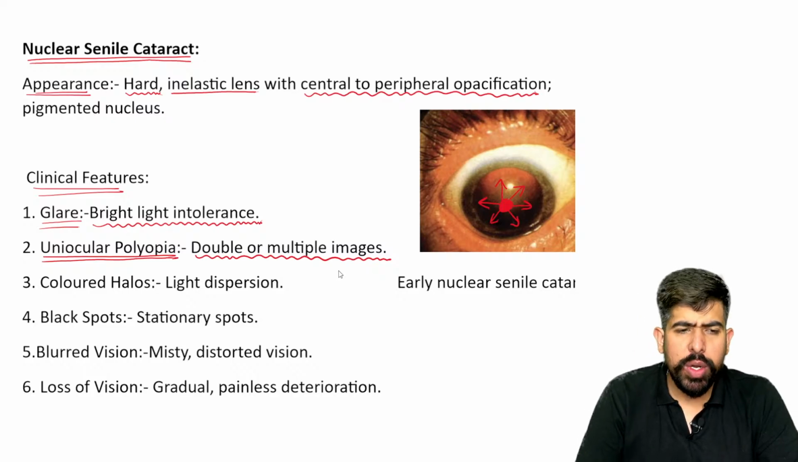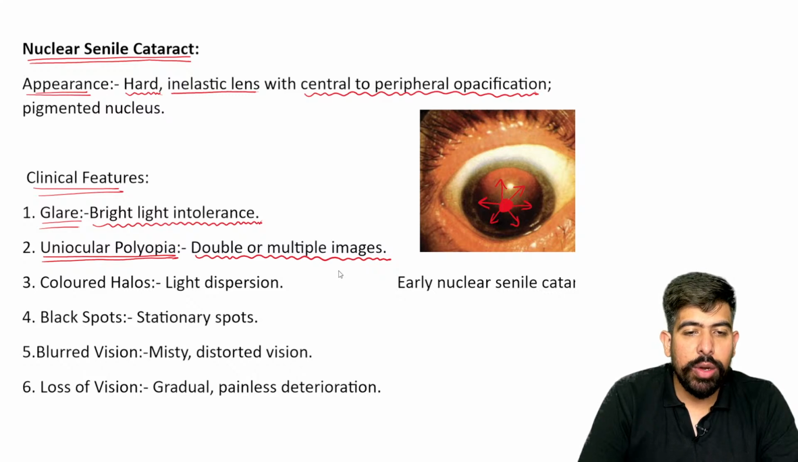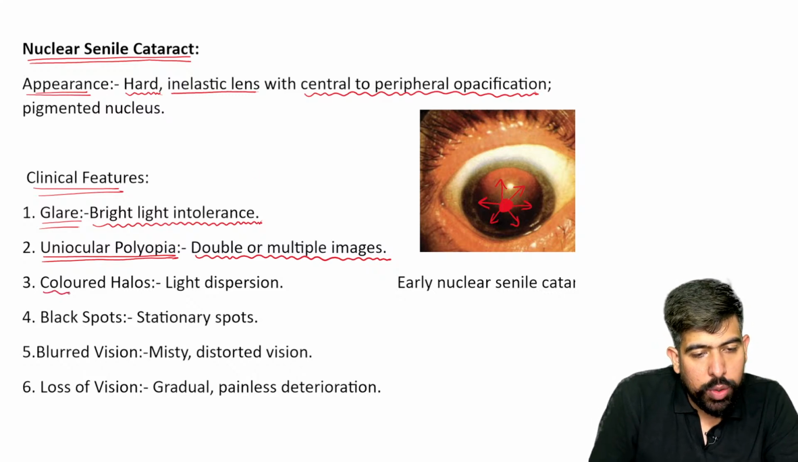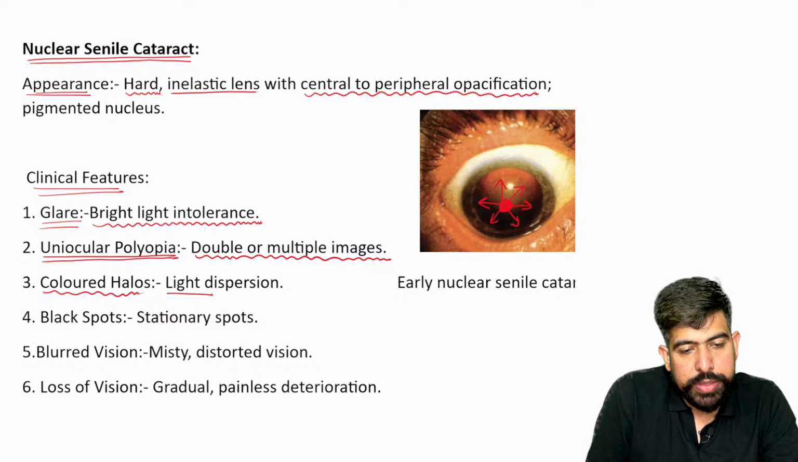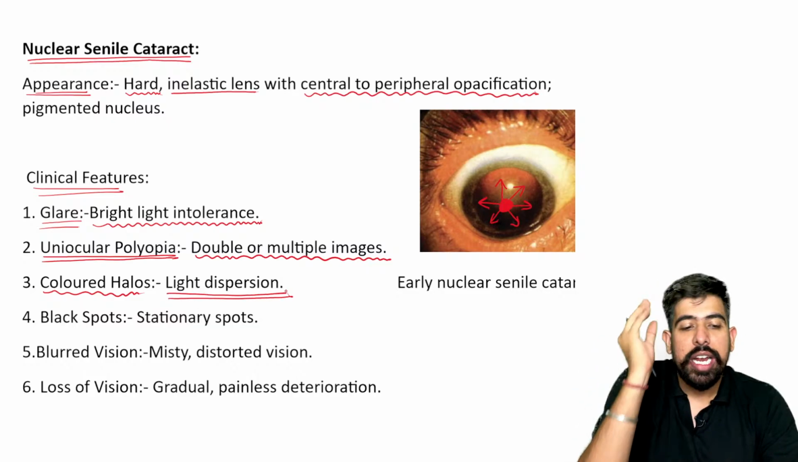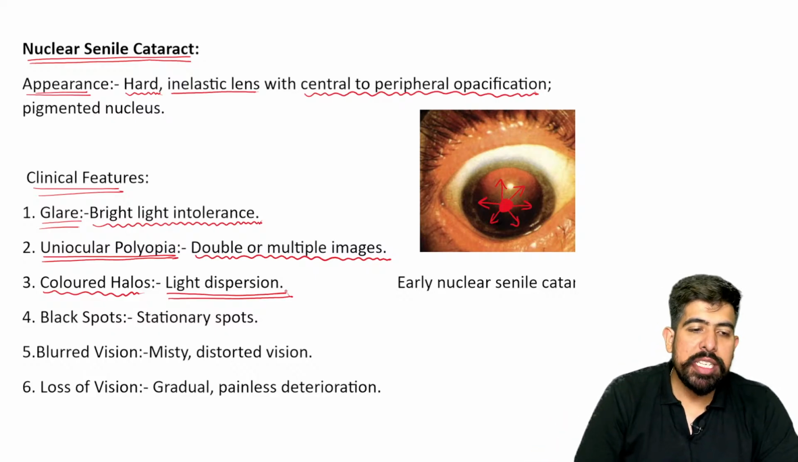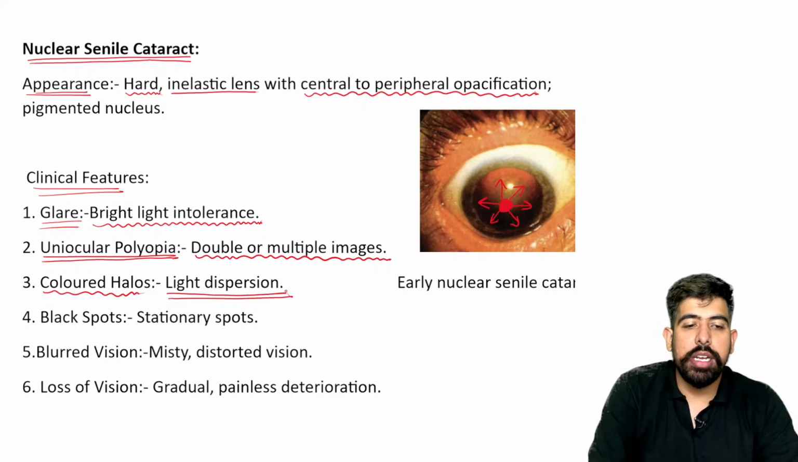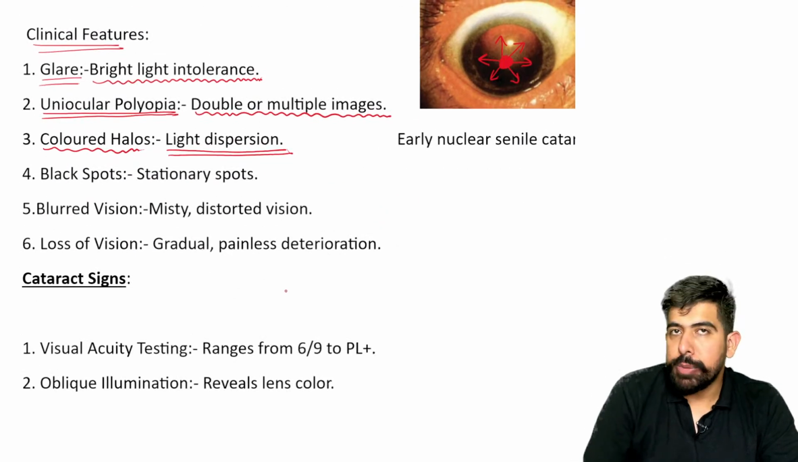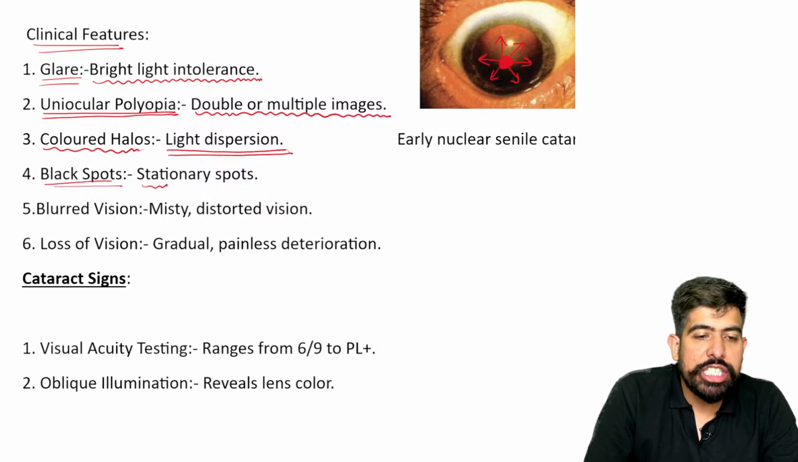Now, not only this, the next is color halos. What is the meaning of color halos? Color halos are due to light dispersion. What do you mean by light dispersion? As the light passes through, it is changed into the seven colors, VIBGYOR, and the patient feels the color halos due to this light dispersion. Also, some black spots will be seen, which are stationary spots.